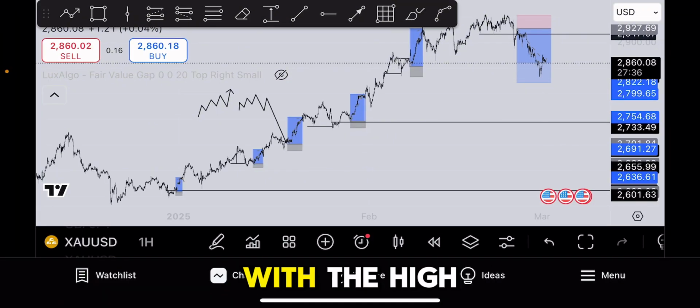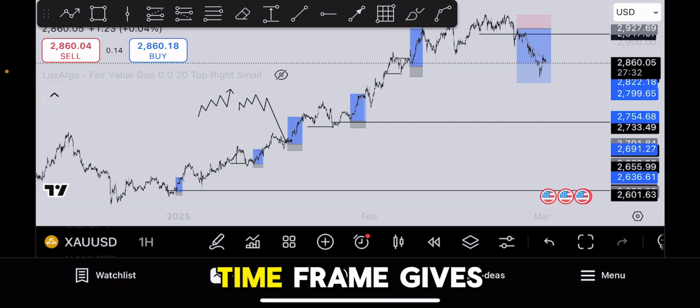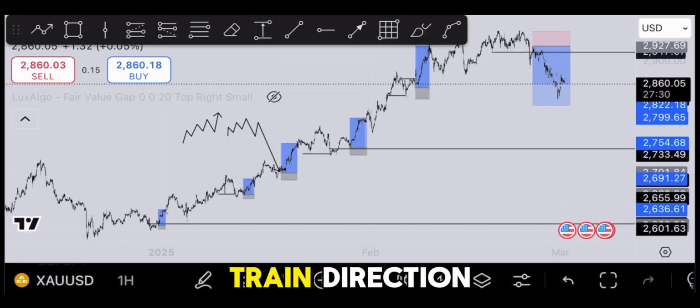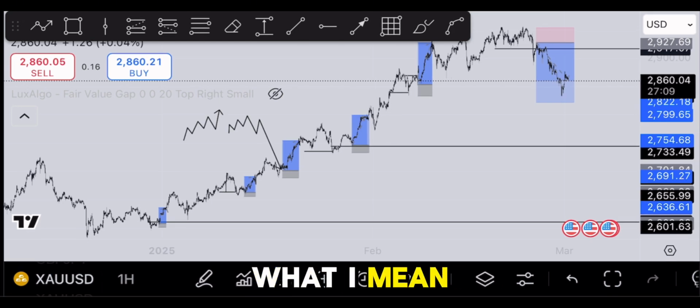We always start with the higher time frame analysis. Why? Because the higher time frame gives us the overall trend direction. It also shows us where the wicks are, where the real move is. So if the higher time frame is bullish, we are looking for buys. If it's bearish, we're looking for sells. Give you guys an example of what I mean by that.